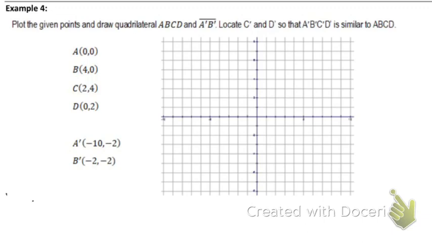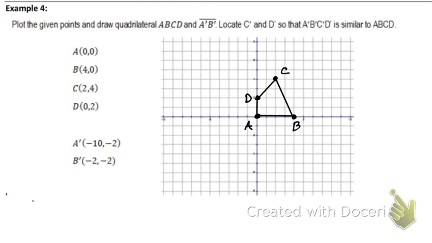All right, so we're going to plot the point 0, 0 for A. So plot 0, 0 and call that guy A. B is 4, 0. 1, 2, 3, 4, 0 is B. Our C is 2, 4. Over 2, up 1, 2, 3, 4. That is that C guy. And finally, our D is 0, 2. And that is A, B, C, D. That is my shape.